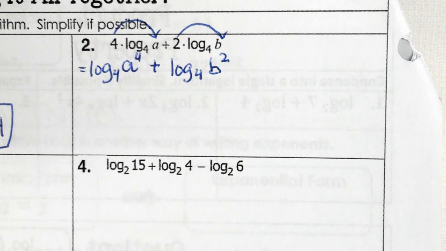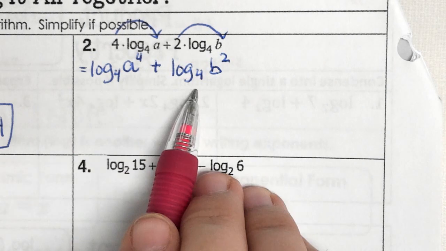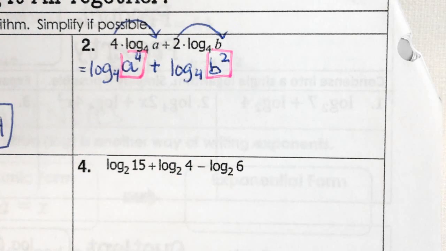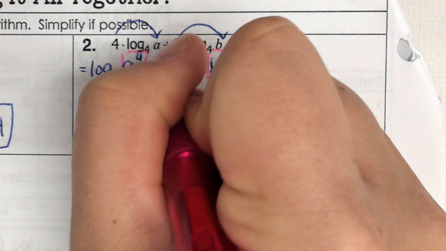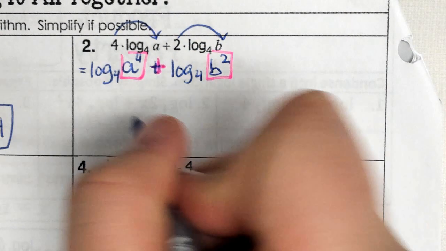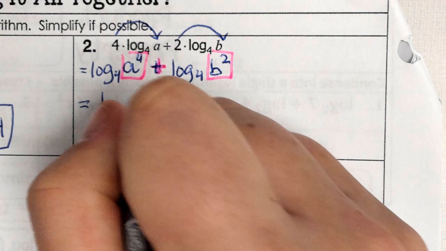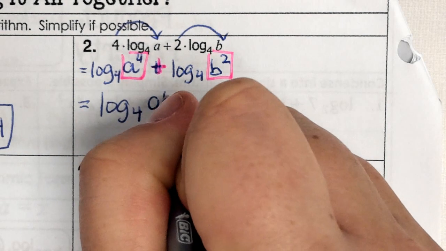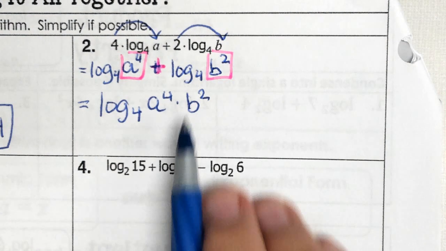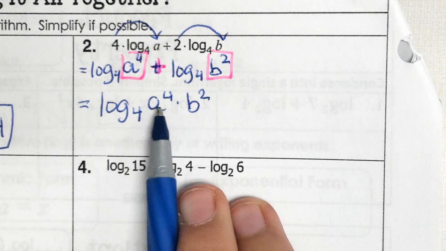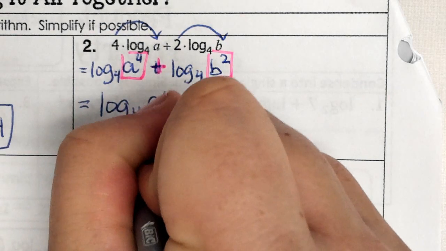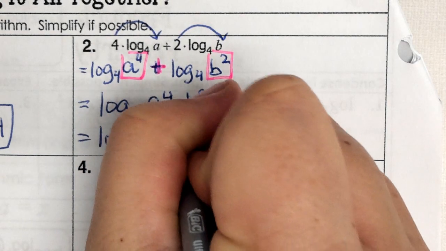So what we do now is we focus on the arguments. So we have 2 logs, which means we have 2 arguments. Argument number 1 is this guy, and the second argument is this guy. This time we have a plus in between our arguments, which means we're going to multiply. If there is a plus, that means we multiply. So now this is going to become log base 4 of a to the 4th times b squared. Now, because these bases are different, their letters are different, we cannot add our exponents. So this is just log base 4 of a to the 4th b squared.